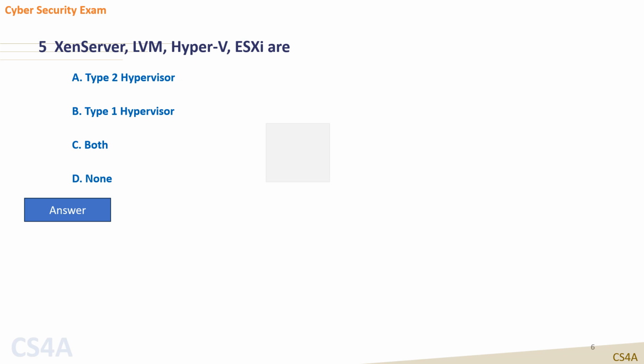So here the question is, Xen Server, KVM, Hyper-V, and ESXi: option A, type 2 hypervisor, type 1, or both or none. So Xen Server, KVM, Hyper-V, and ESXi are type 1 hypervisors.